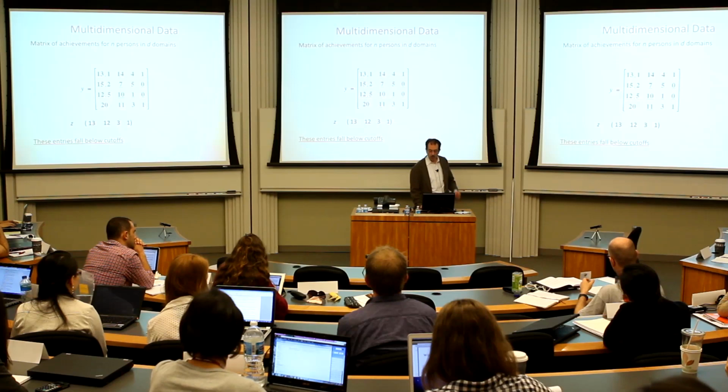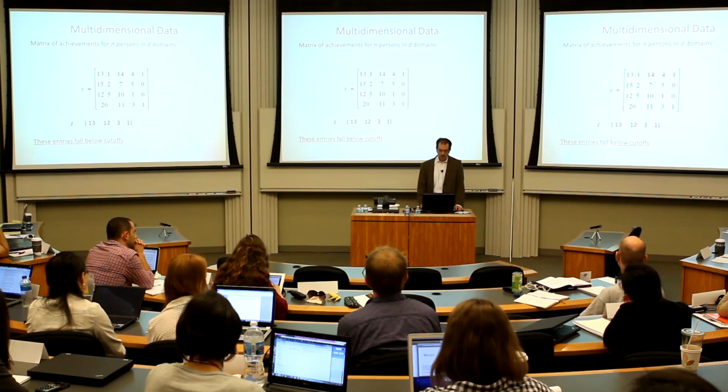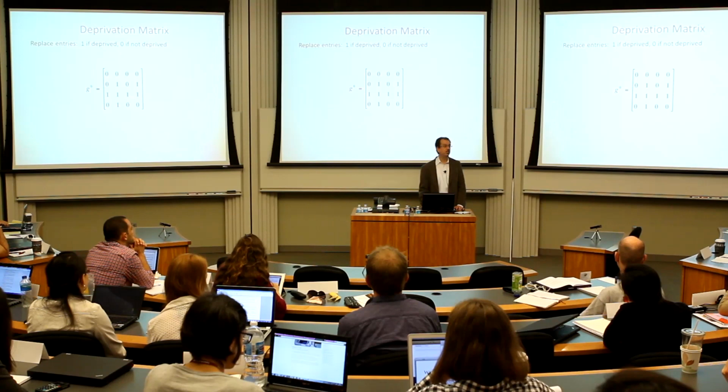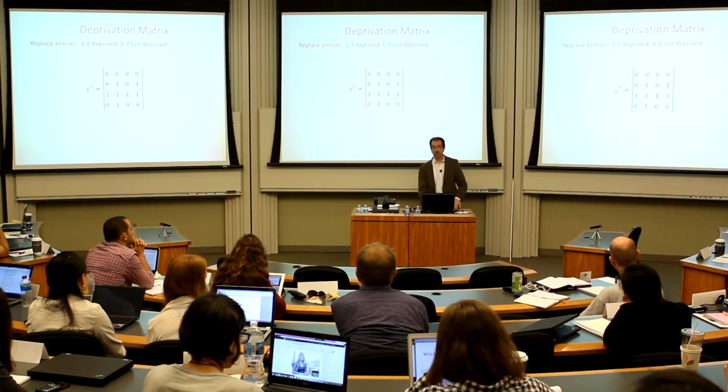These entries fall below, as you can tell. The ones that have lines on them are below the respective Zs. And here is the setup. Deprivation matrix could be just the same as a deprivation vector. Let's put 1s where you're deprived, 0 if not. There you go. There's a nice matrix. Let's start with that one. Secondly, if we want to know something about deprivations and the depth of the deprivations, we could use a different matrix.